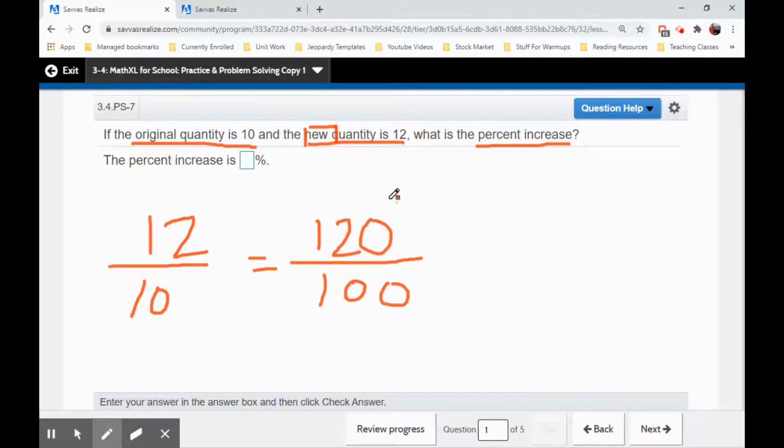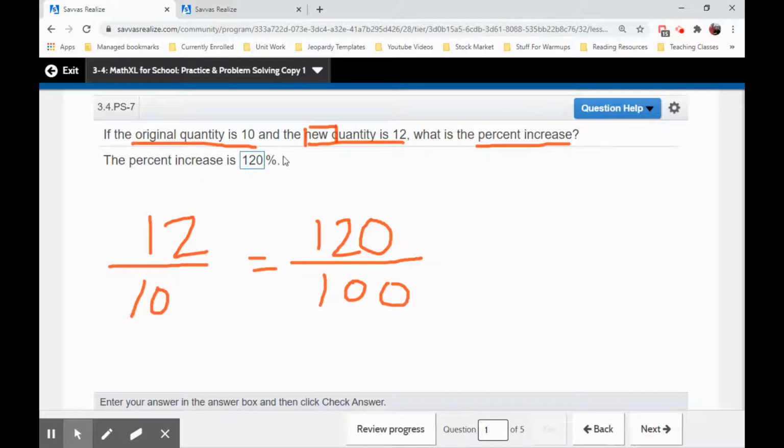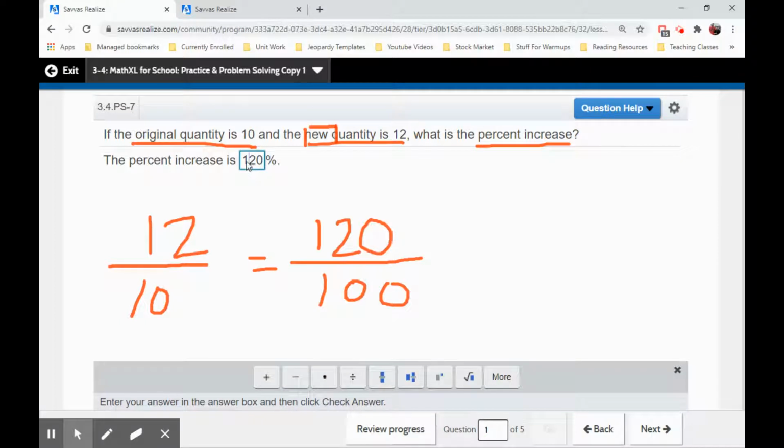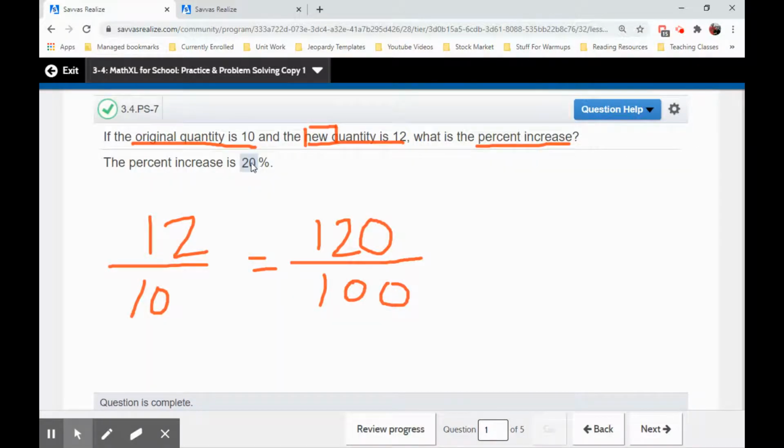However, if we just plug that in, it's going to be wrong. If I plug in 120%, it says no, you need to figure out what the percent increase is. Don't forget, a percent increase is how far from 100 your solution is. 12 is 120% of 10, but they don't want to know that. They want to know how much it has increased, so we have to figure out how far this number is from 100. 120 is obviously 20% from 100. So that is number one.